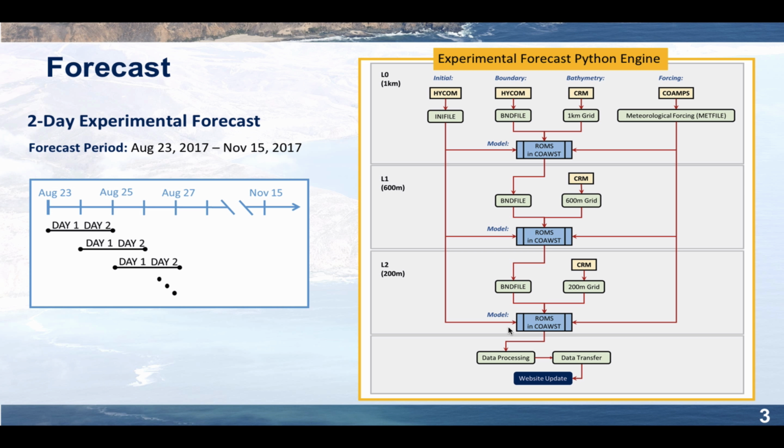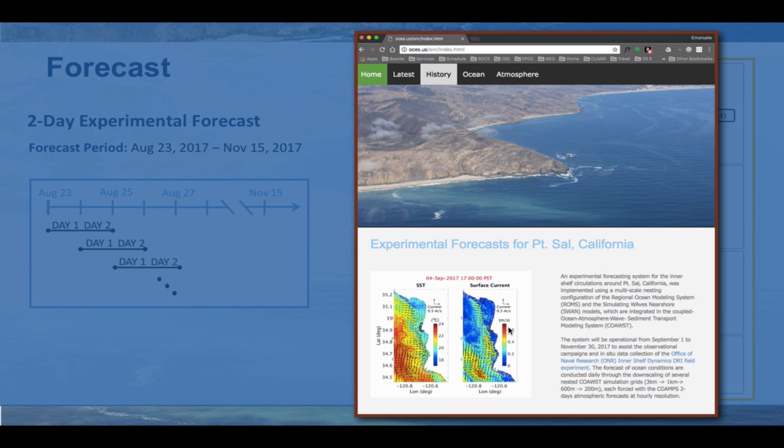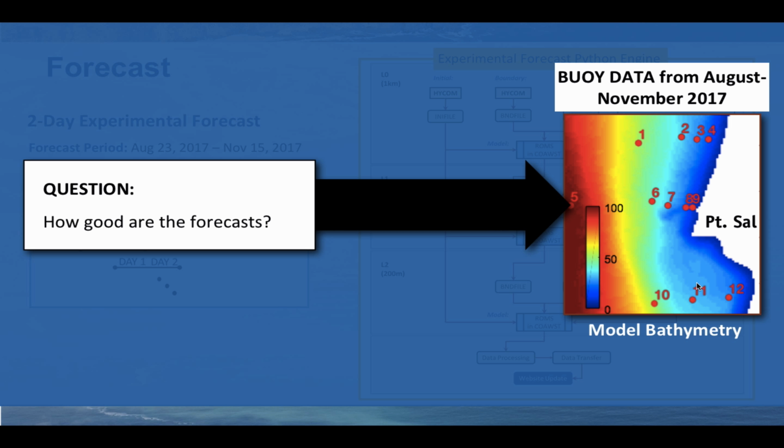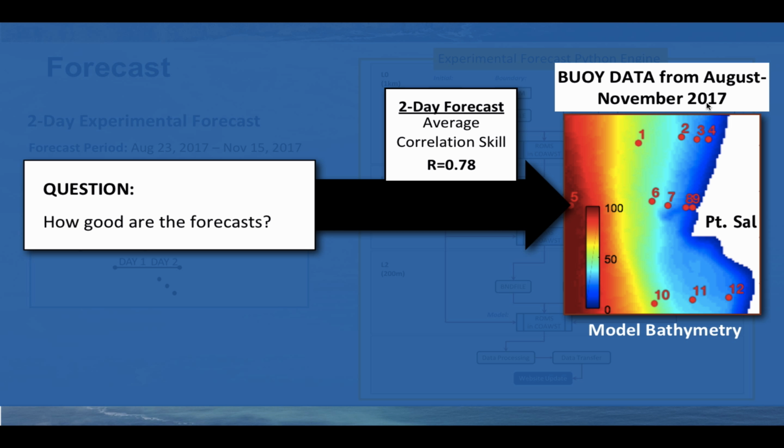Now I will spare you the details of the Python engine, and this is a website where the forecasts were posted, but the main scientific question is, how good are the forecasts? Well, it turns out that at the end of the field work we had access to the buoy data, in particular temperature at this location. This is a 3-meter temperature from August to November 2017. And when we compared to the model, we found that the average correlation of the time series at this buoy location was R equals 0.78, which is quite high and significant.